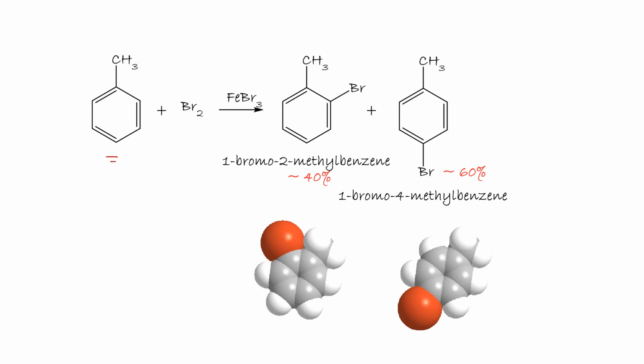Experimentally, toluene with bromine in the presence of iron(III) bromide gives 40% 1-bromo-2-methylbenzene and 60% 1-bromo-4-methylbenzene, and traces of meta, around 1 to 2%. Okay? Why para more than ortho? As you can see here, this is the methyl and this is the bromo. There is a steric factor. See here, the bromo here and the methyl far away, so there is no steric factor in the transition state. Okay?